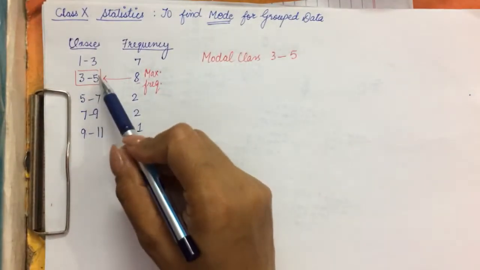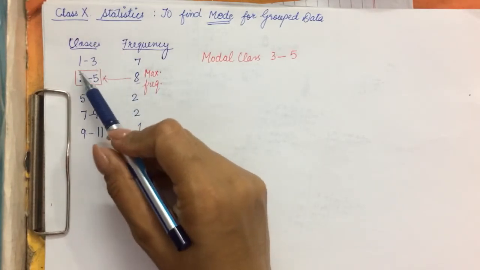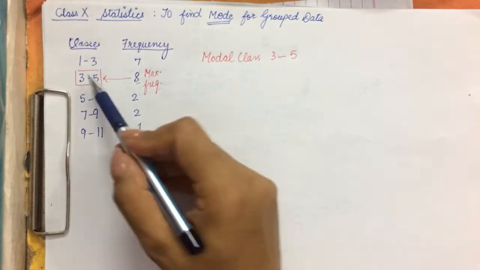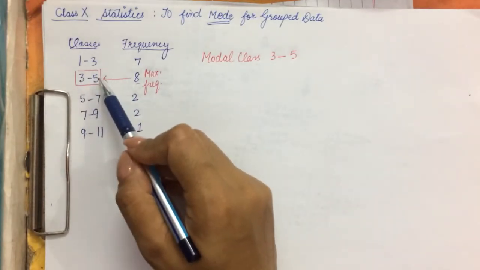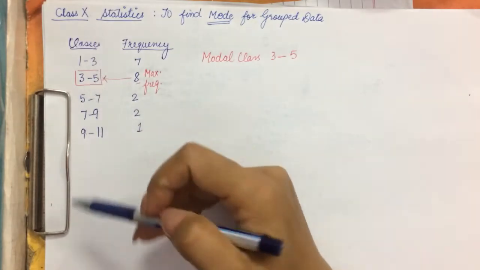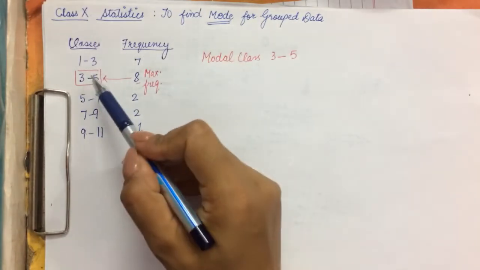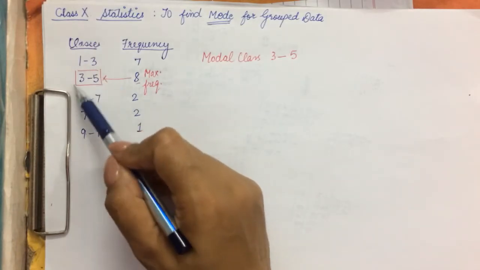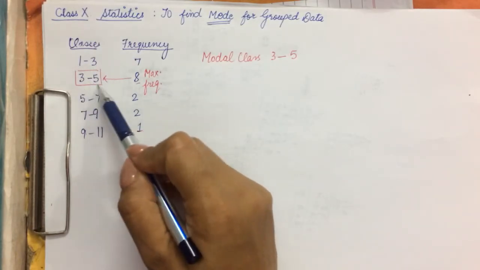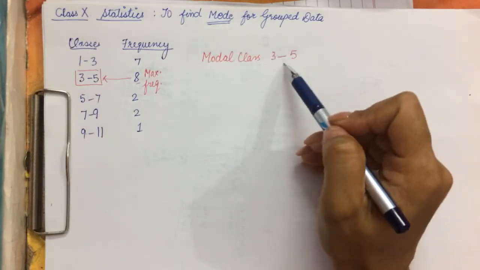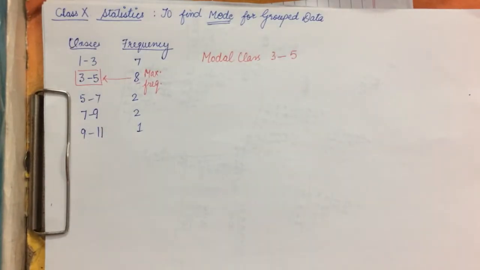So the class with the highest frequency is 3 to 5. That means the value which is appearing the maximum number of times belongs to this group. Whichever value in this data appears the most number of times is in this class. That value is present in this group. So this class will be your modal class. Some value in between here is your modal value, the mode of the data.